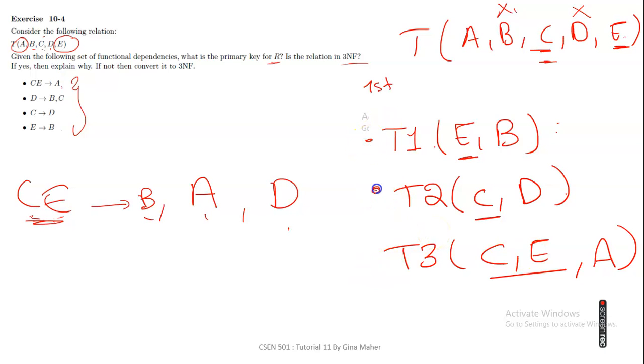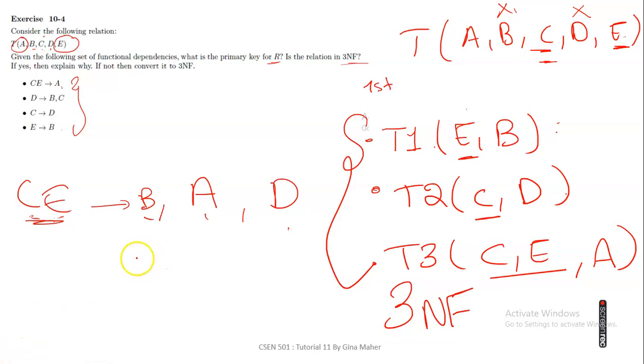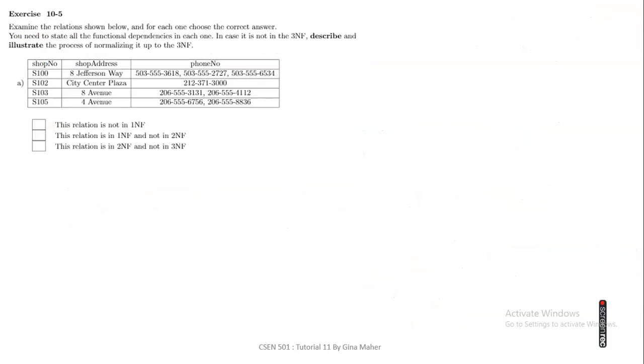After decomposing, let's check whether we are in the third or not. Do we have any transitive dependency here? Actually, no. B can be deduced from E only. D can be deduced from C only. And here A can be deduced from CE only. So the three are in the third normal form. Okay? Let's move to another example.